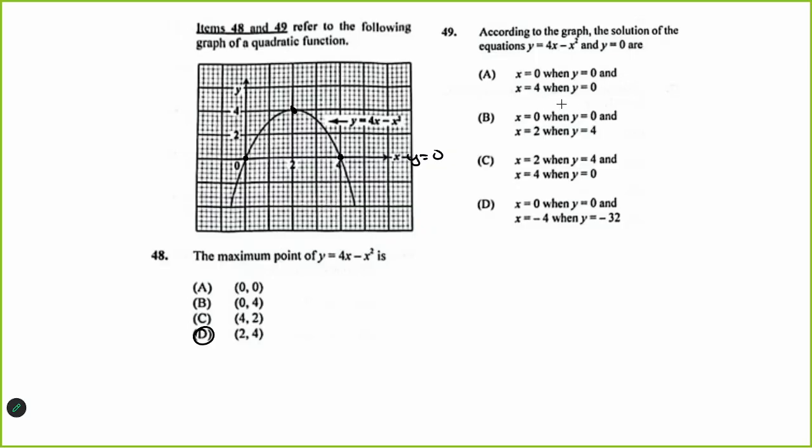So when x is equal to 0, y is 0, and when x is equal to 4, y is also 0. Right? So the answer would be this one. The others don't make sense, don't even have a negative here, so out of play. When x is 2, y is 4, that's the turning point. When x is 0, that would be on your y-axis, y is 0, and when x is 2, y is definitely not 4. That again is your turning point here. So we know that the answer would be A.